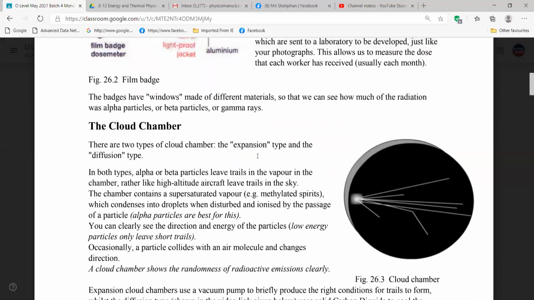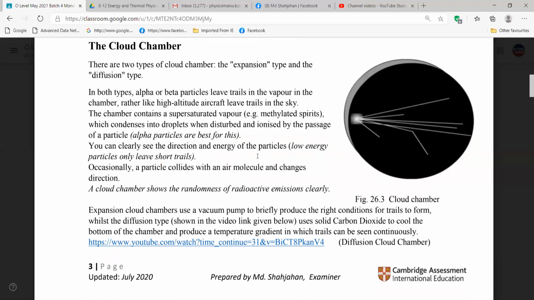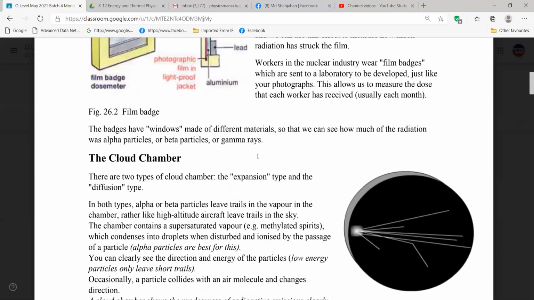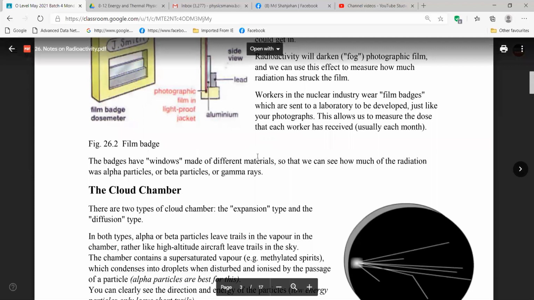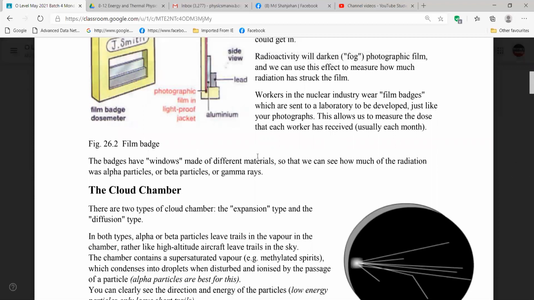Now cloud chamber. Continue cloud chamber. Sir, I didn't finish the writing yet. Just one minute. Still not? Sir, I was just improving a bit. Okay, so I have to show you again. Go quickly. No sir, I remember what you said. Yes, do it quickly.